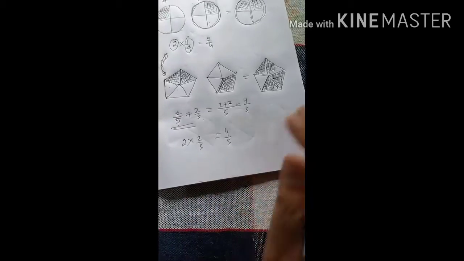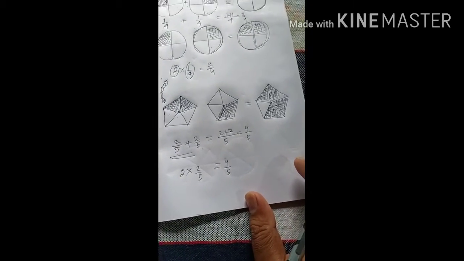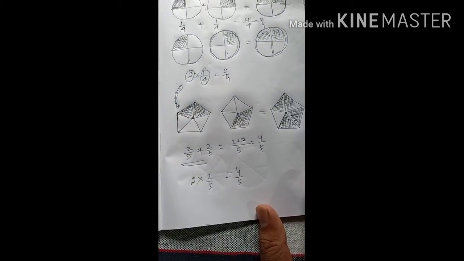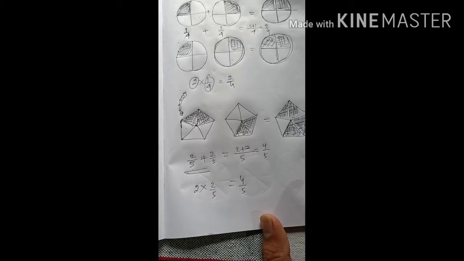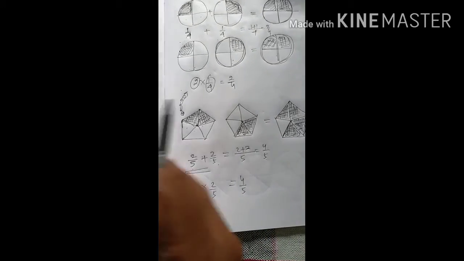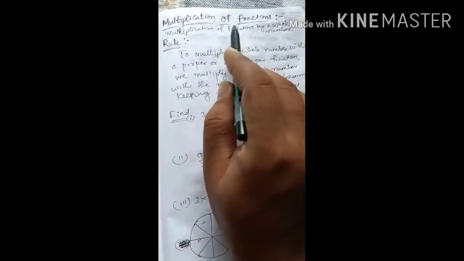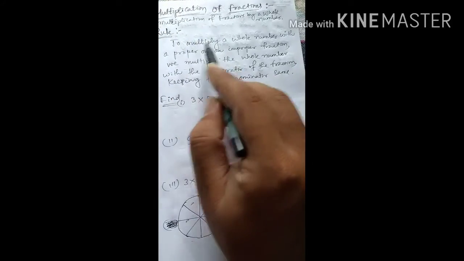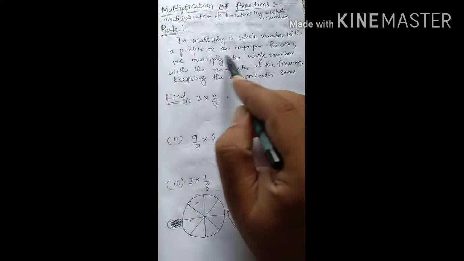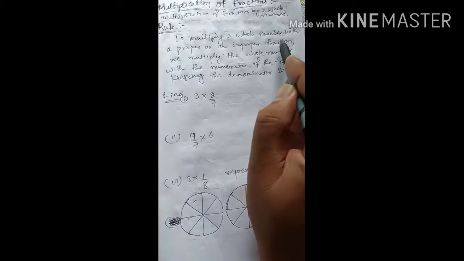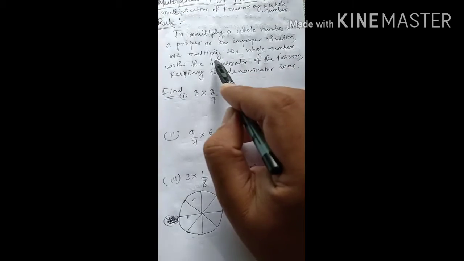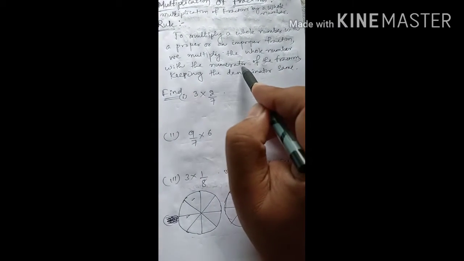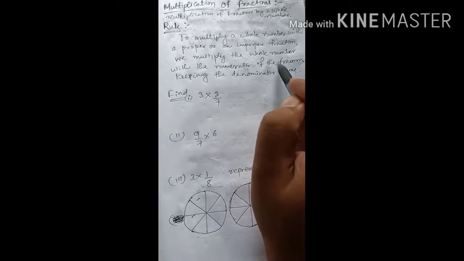So students, let us discuss the rules. How can we multiply a whole number and a fraction? Look here. Multiplication of a fraction by a whole number. The rule is: to multiply a whole number with a proper or improper fraction, we multiply the whole number with the numerator of the fraction and keep the denominator the same.